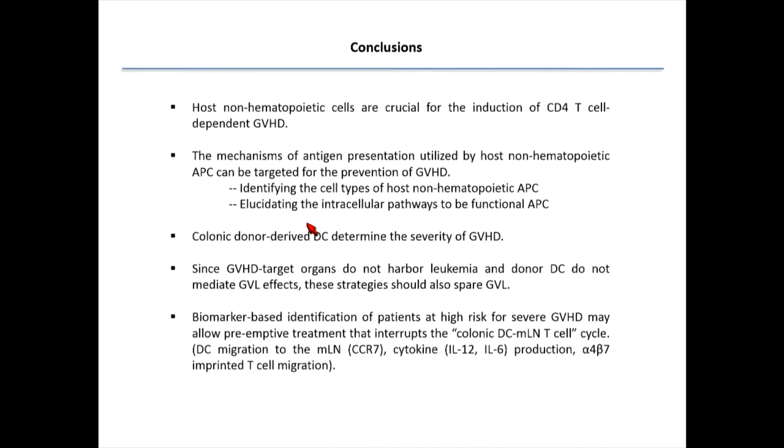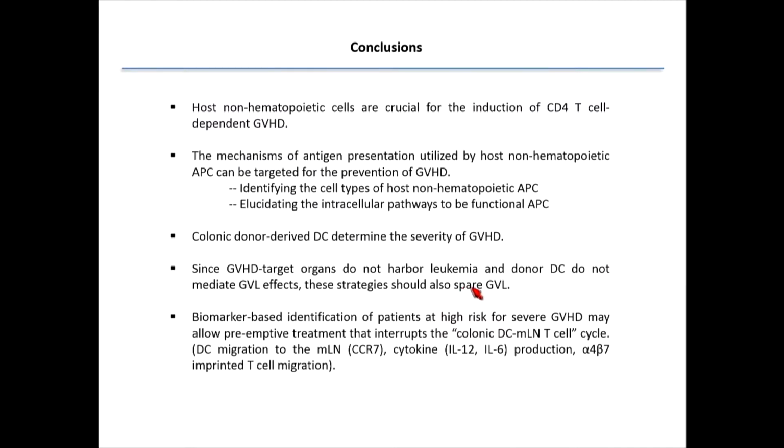Also, in the enhancement process, the chronic donor-derived DC determine the severity of GVHD. Since GVHD target organs do not have the leukemia and the donor DC do not mediate a severe effect, these strategies that target the host non-hematopoietic APC or donor chronic DC should also spare the GVL.